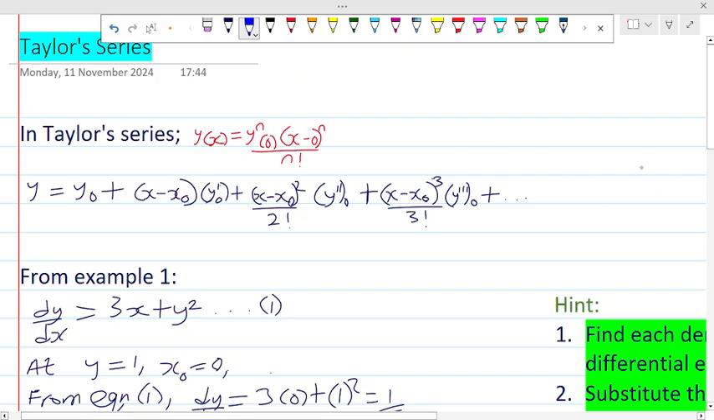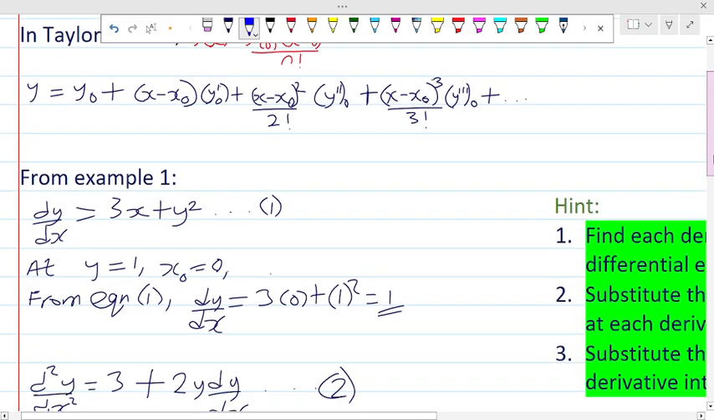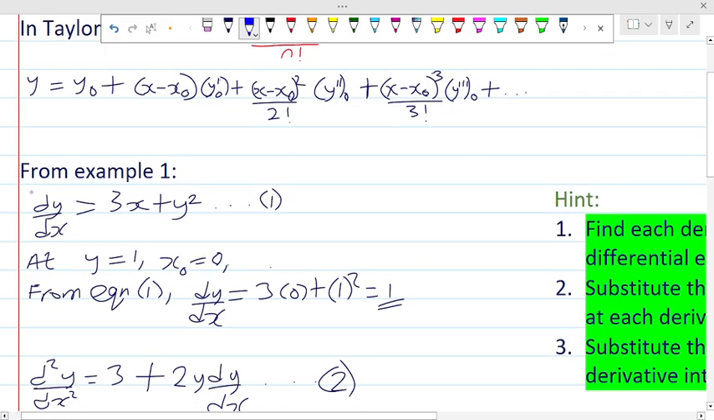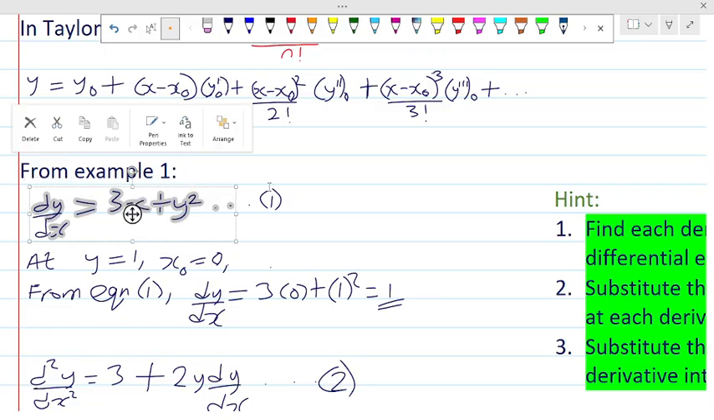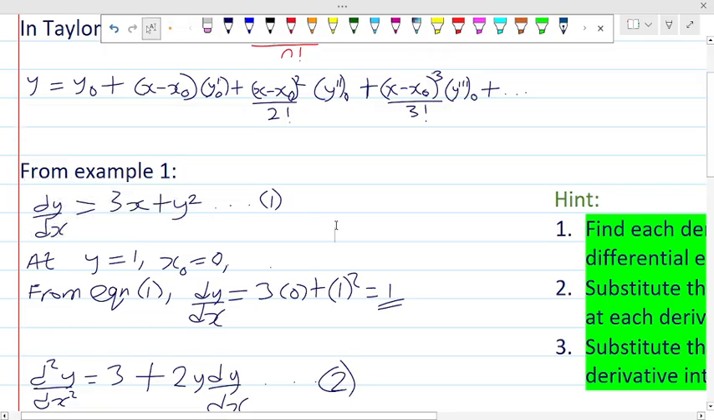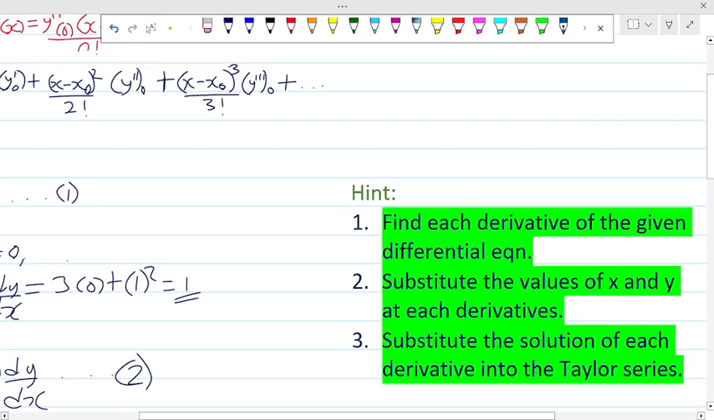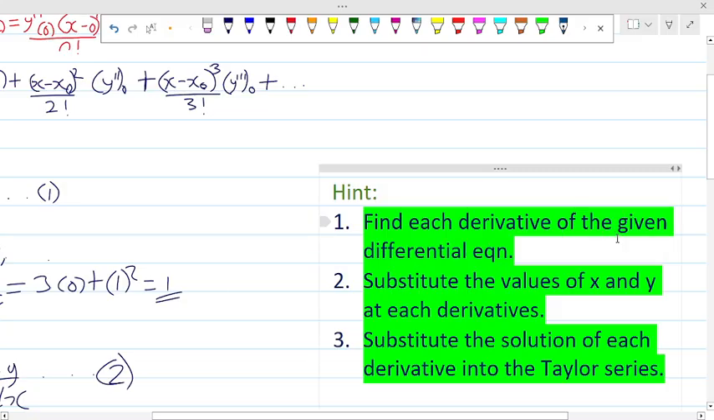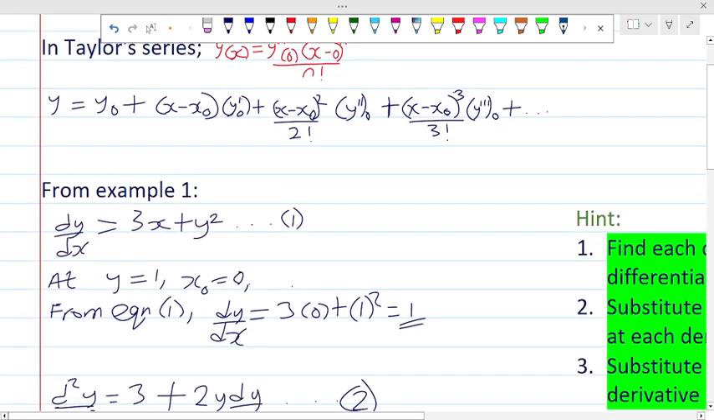Okay, so let's take an example. We have a differential equation here, which is this guy. We are going to solve this differential equation using the Taylor series method. So the idea is this. Check out this hint here. Find each derivative of the given differential equation. Substitute the values of x and y at each derivative. Substitute the solution of each derivative into the Taylor series. Straightforward. Look at what that means.